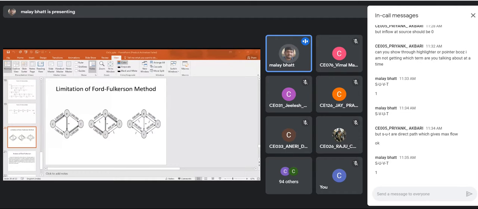Because the augmentation path will be selected automatically, if this path is selected, S to U, U to V, and V to T, and the reverse S to V, V to U, and U to T, one by one, then we have to do 20 lakh iterations to get the max flow of 20 lakh, which is the correct answer. So that is the limitation of this Ford-Fulkerson algorithm: it depends on the augmentation path which is selected automatically by the algorithm, because in a very large network you don't have to specify which are the paths.